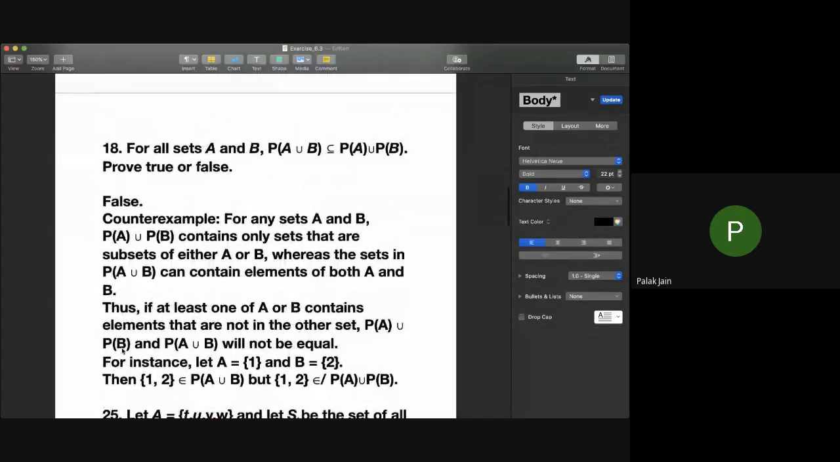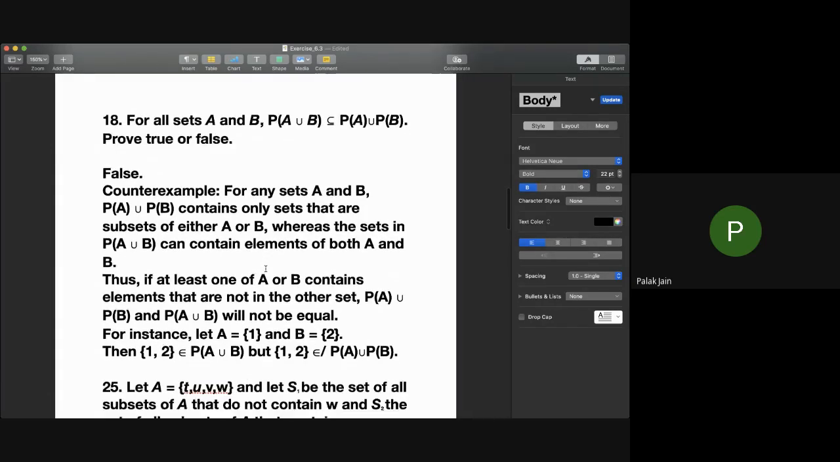The next is the 18th question. For all sets A and B, the power set of A union B is a subset of the power set of A union the power set of B. We have to prove this is true or false. And this is false, and I've given a counterexample.